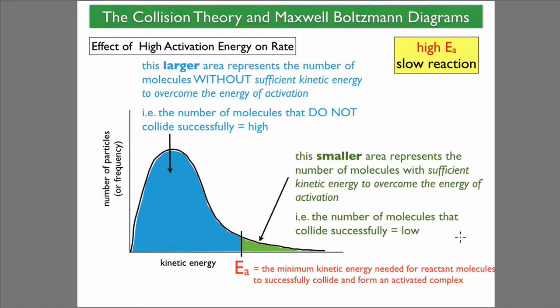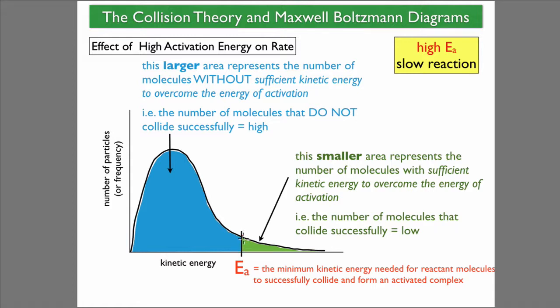The effect of high activation energy on the rate. So high activation energy means a slow reaction. Let's have a look. If you've got the kinetic energy here on the x-axis, and we just say this is where the activation energy is. This is the minimum kinetic energy needed for reactant molecules to successfully collide and form an activated molecule complex.